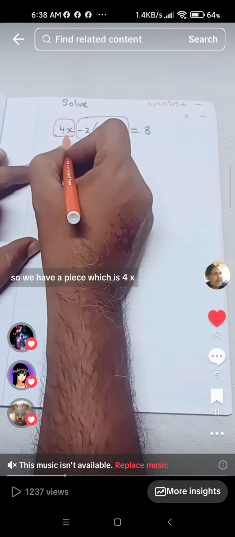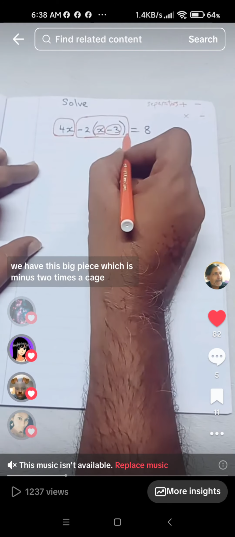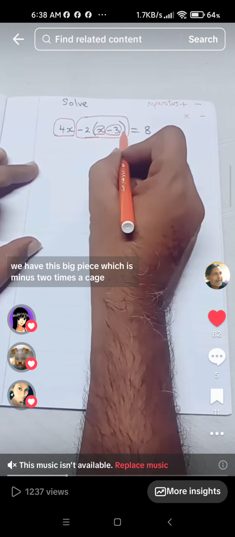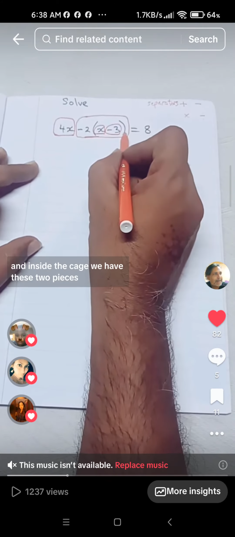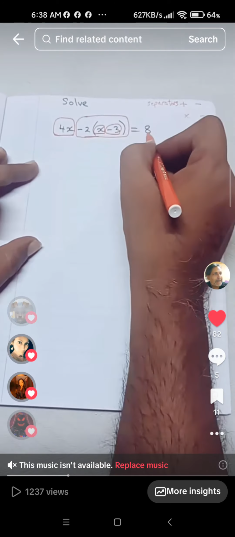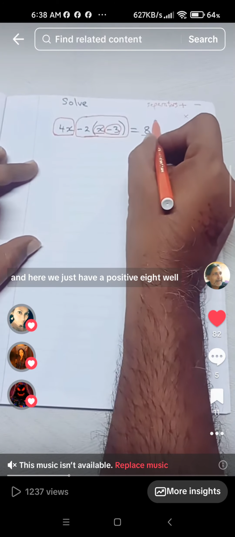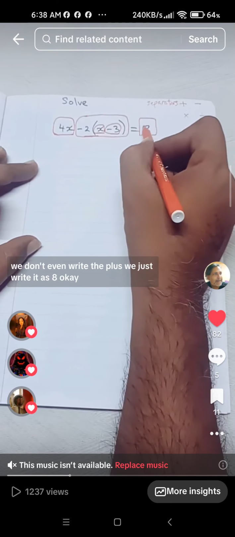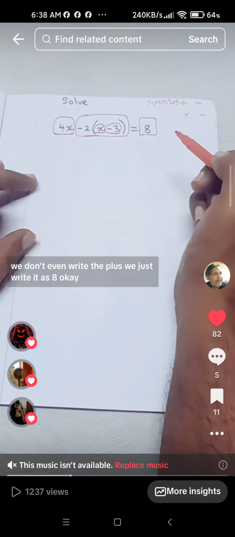So we have a piece which is 4x. We have this big piece which is minus 2 times a cage. And inside the cage we have these 2 pieces. And here we just have a positive 8. Well, we don't even write the plus. We just write it as 8.